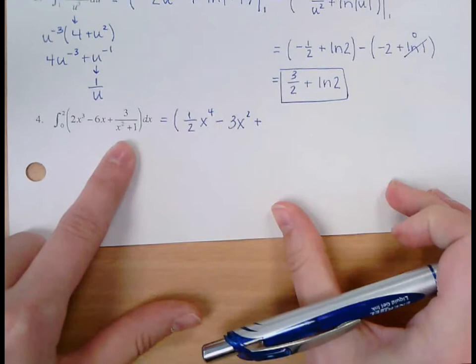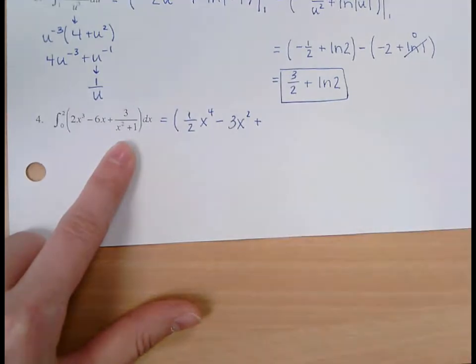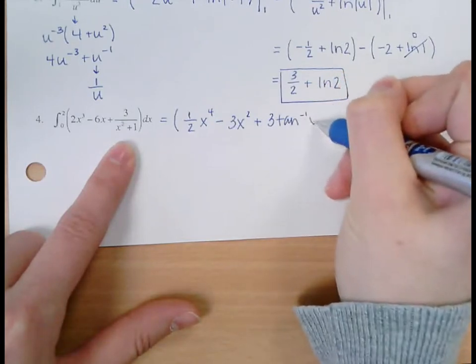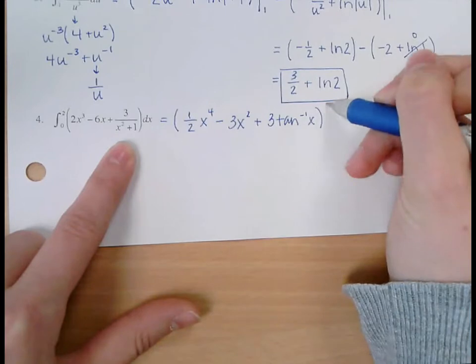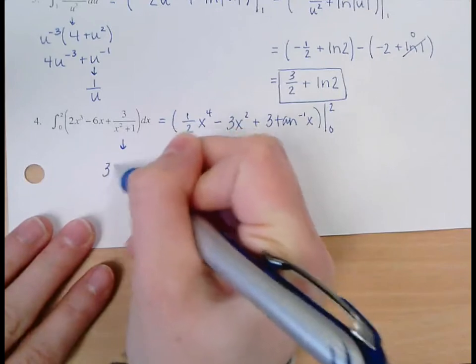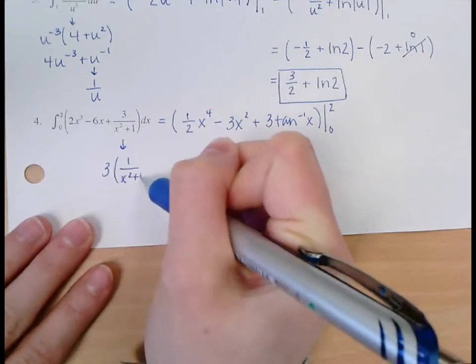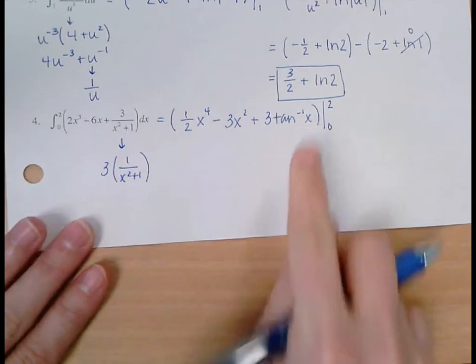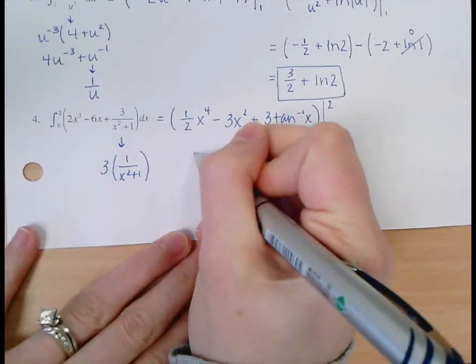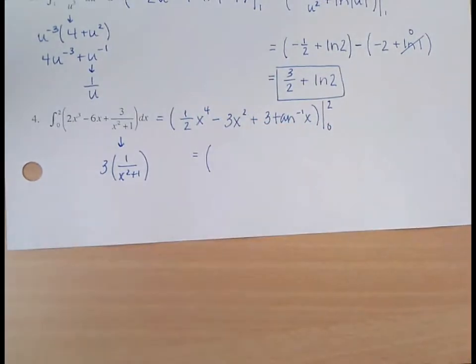Dylan? Close. 3 arctangent, yes, or 3 inverse tangent, yep. Okay, so don't forget this is like 3 times 1 over x squared plus 1, and that's the derivative of inverse tangent or arctangent. All right, so then if I substitute in 2, and again, here leaving your answer in exact form, you're going to have inverse tangent still in your answer.